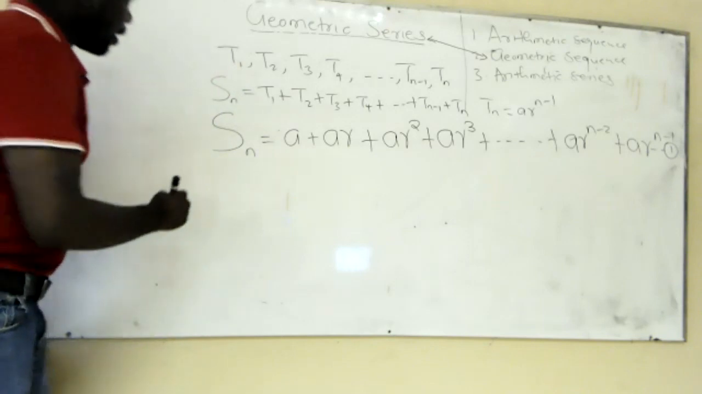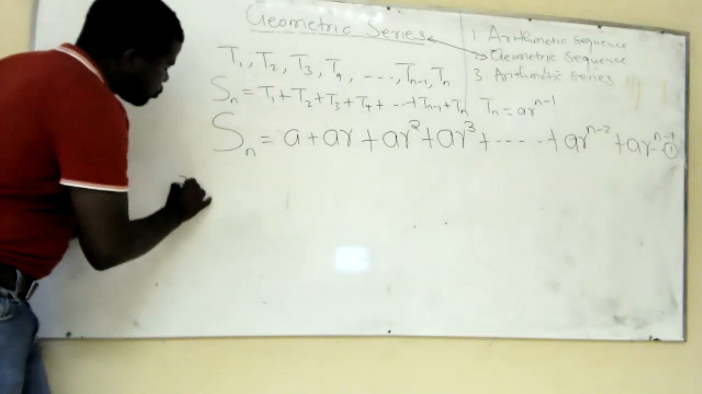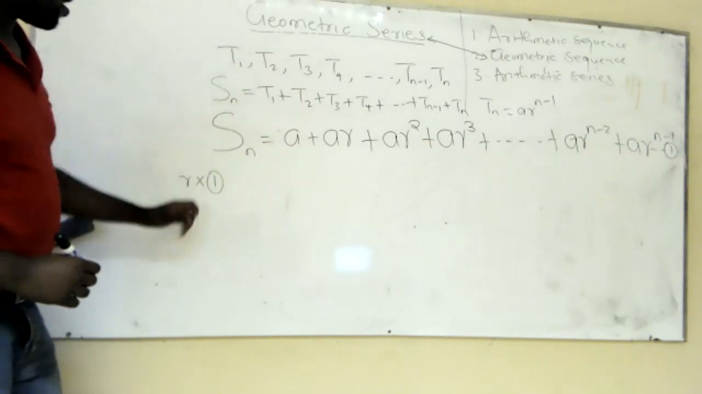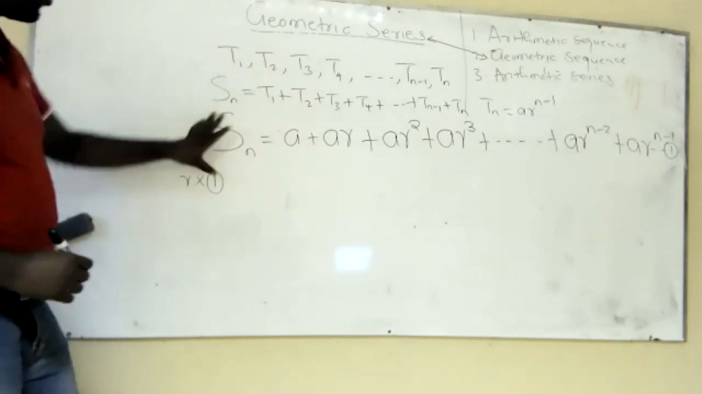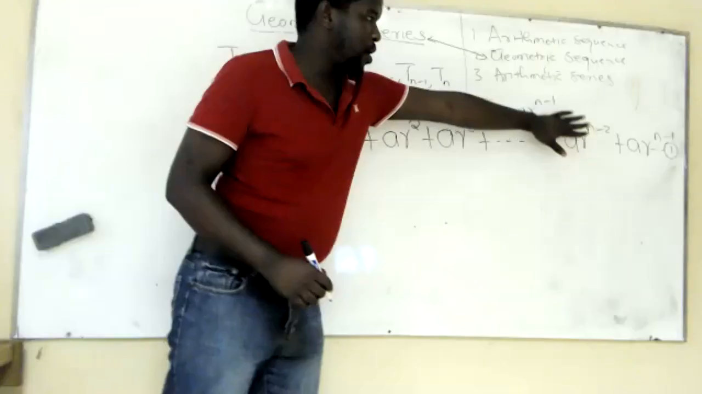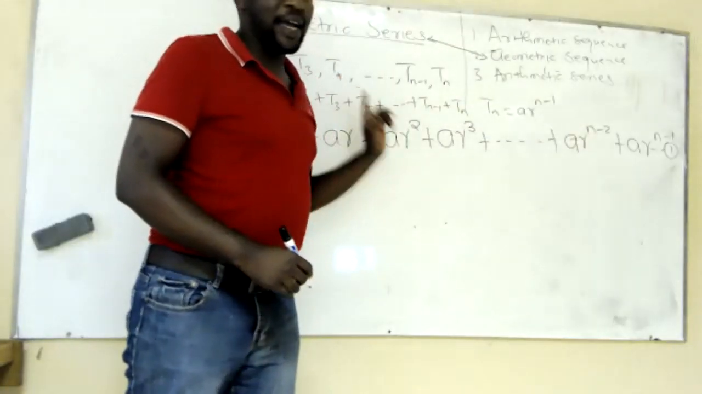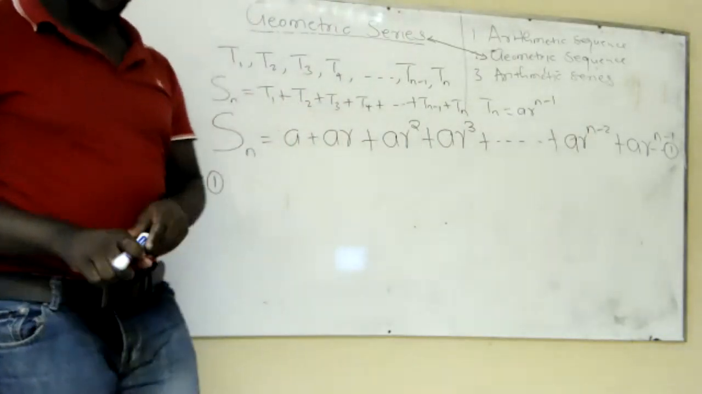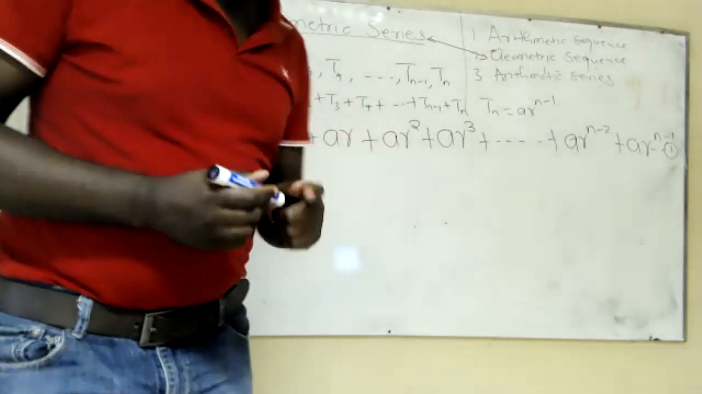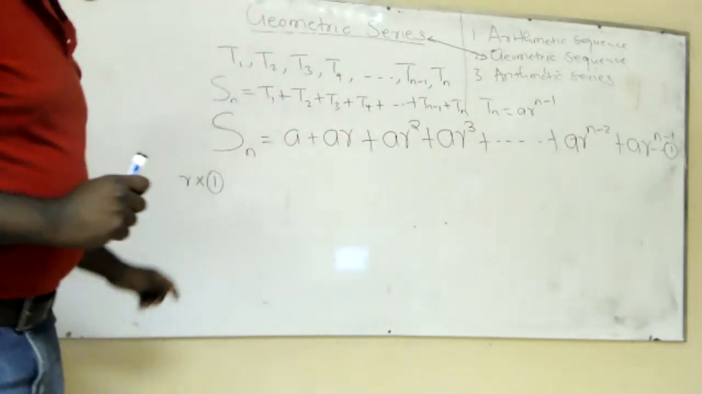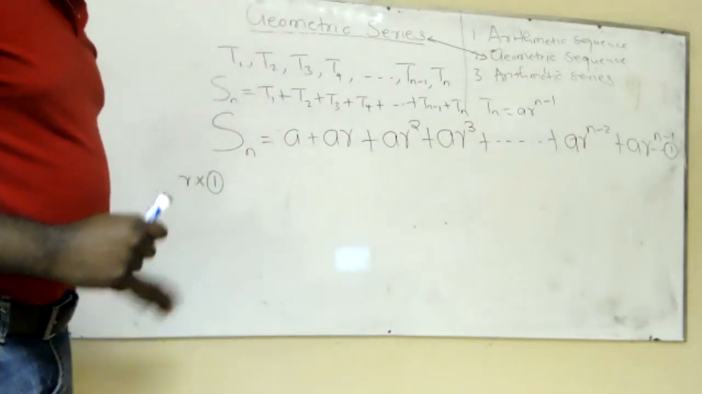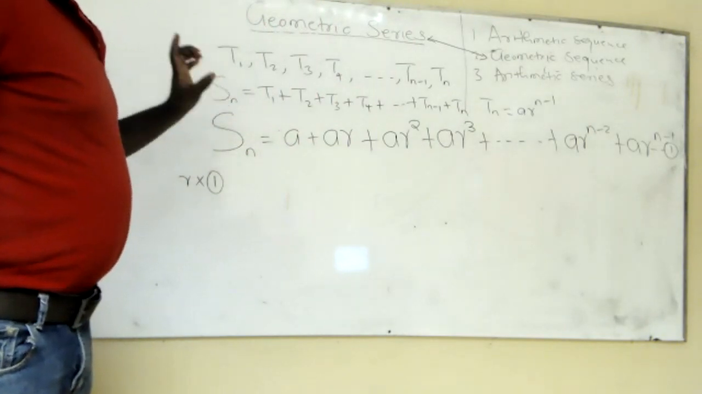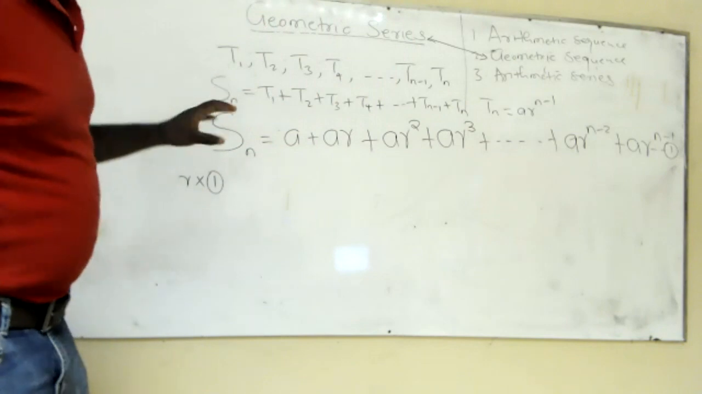How are we going to get equation number 2? We are going to multiply all terms in equation number 1 by r. So it means all the terms we have here, we are going to multiply them by r in order for us to obtain equation number 2. Did you all understand what I've just said now? Because that is critical. All the terms in equation number 1. Okay, let me repeat that statement.